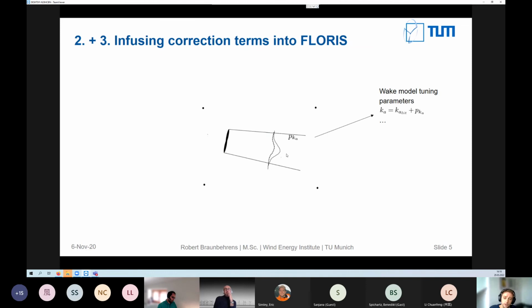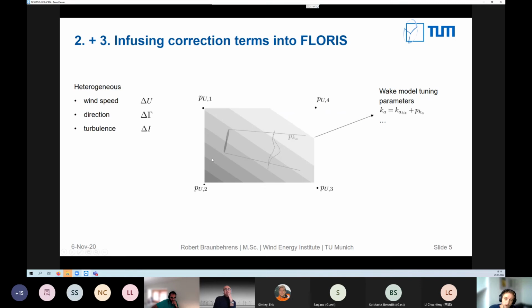So that is already included in FLORIS, and we now simply calibrate, for example, the wake expansion coefficient by adding a correction to the literature value. These P's always are our correction parameters. And then these dots here are the way we parameterize the heterogeneous background flow, by simply adding what we call flow correction nodes onto the farm layout, and they take a value between 0 and 1, and that value represents the speed-up of the background flow. And then we simply interpolate between the adjacent flow nodes.